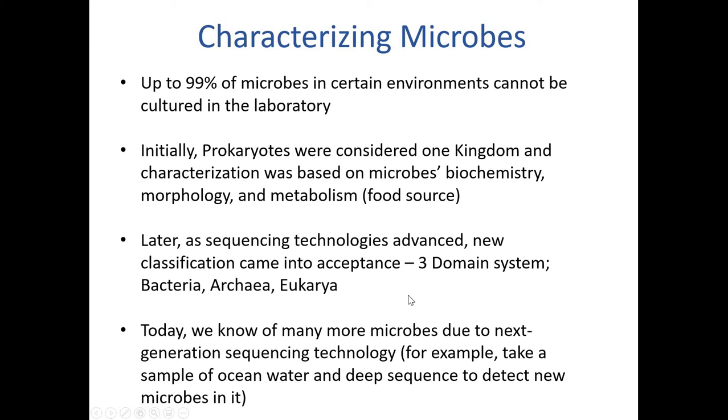For example, what we can do today is just take a sample of ocean water and deep sequence everything in there to detect the diversity of microbes within that sample. Again, because up to 99% of these microbes can't be cultured, this is something that we never really had the ability to do before these sequencing technologies. So it's only very recently that we've been able to get a better grasp on just how diverse microbial life is.